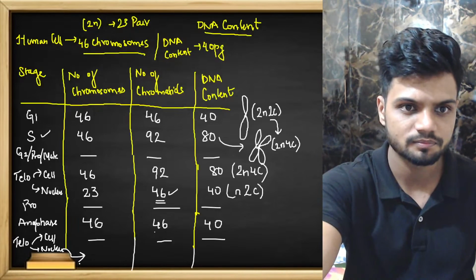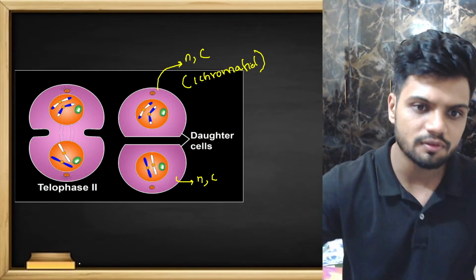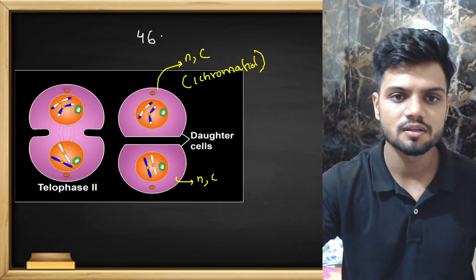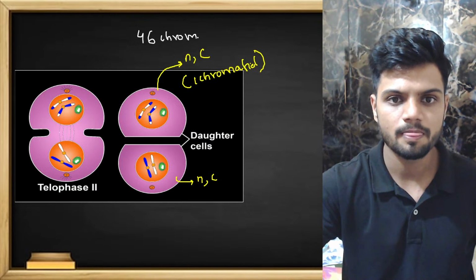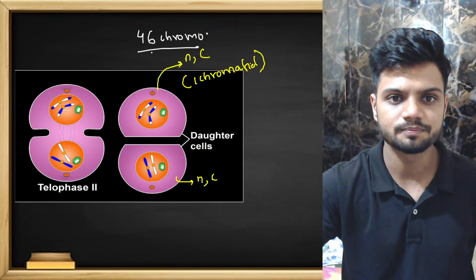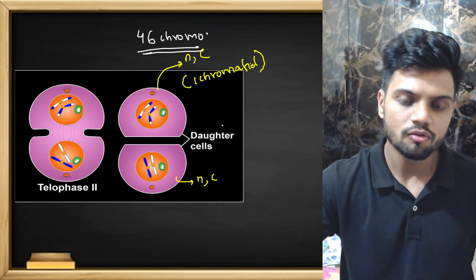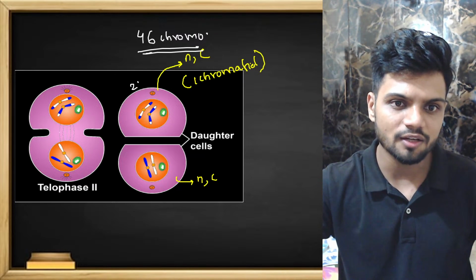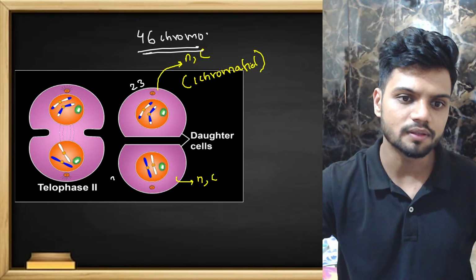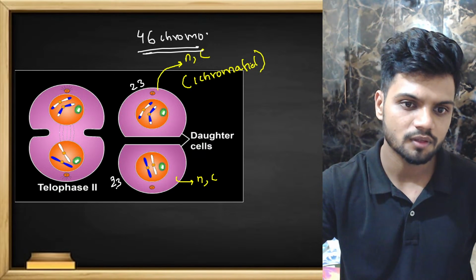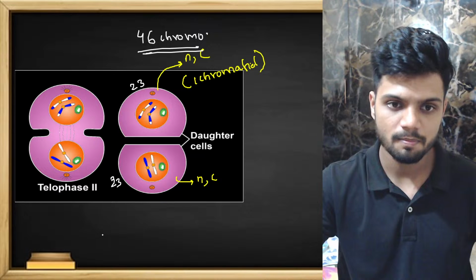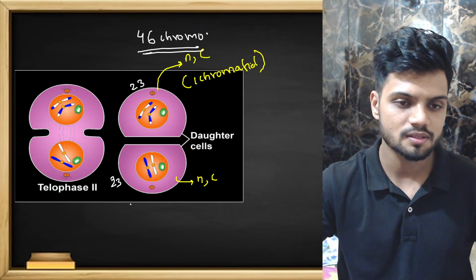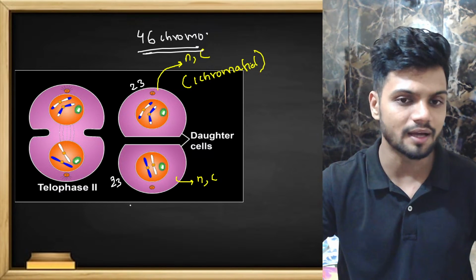Why? Let's see here. Now tell me, students, here we have how many cells totally? Entire telophase per cell, we have 46 chromosomes, right? From these 46 chromosomes, 23 are going this side and 23 are going this side. Yes or no? Tell me, students. Yes, out of the 46 chromosomes in Anaphase.